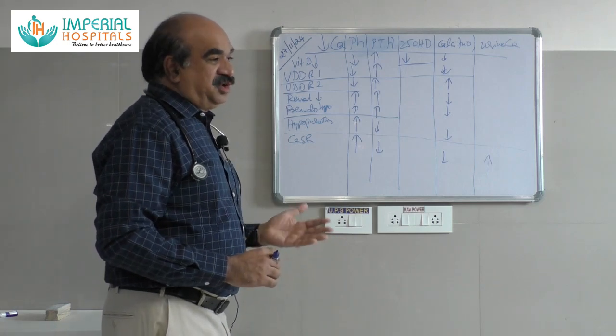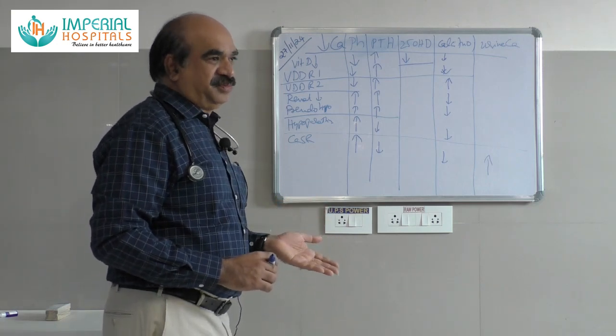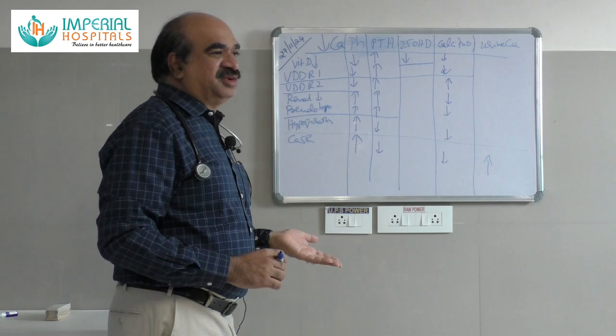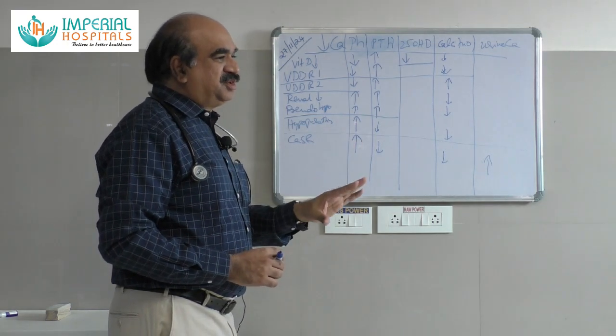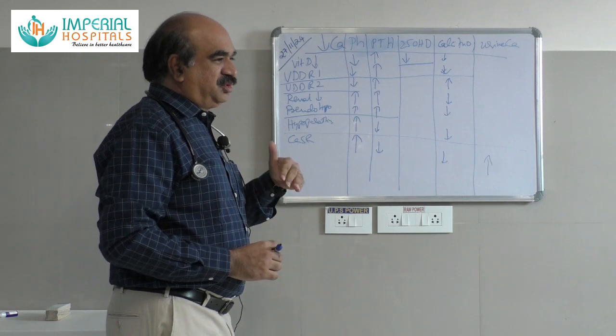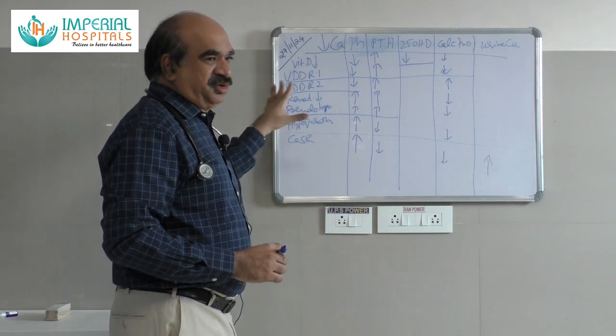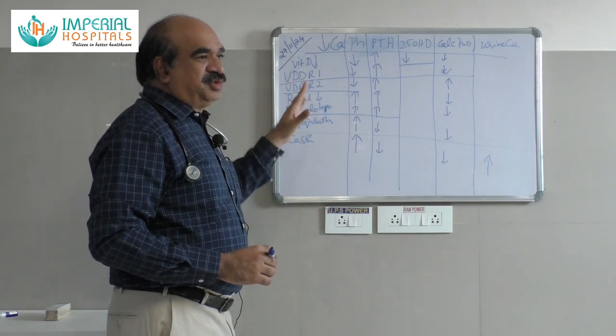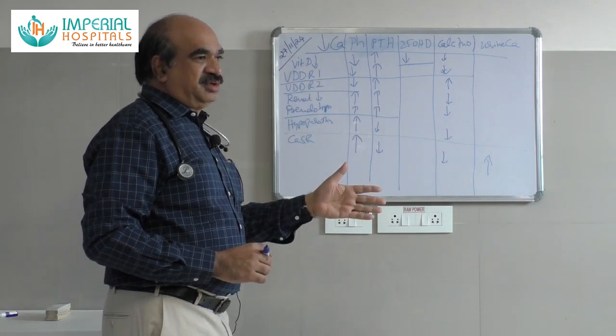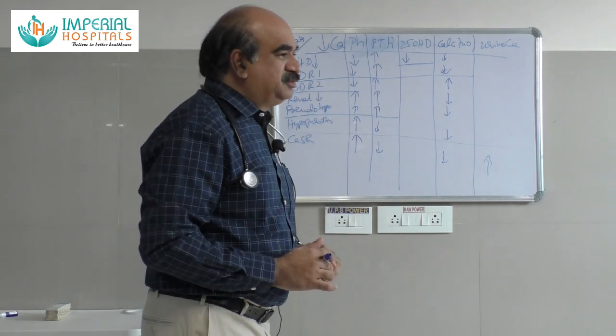The patient has diarrhea. Diarrhea can cause magnesium deficiency, so hypomagnesemia can cause hypocalcemia. We should look for those causes of hypocalcemia. First, we should rule out those causes before going to this flow chart, before estimating phosphorus levels and PTH levels. We should rule out magnesium deficiency.